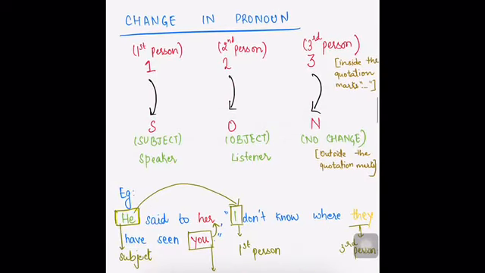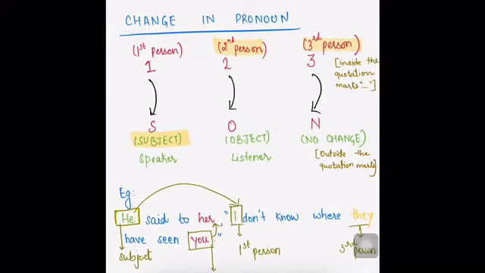Coming over to the next thing, that is change in the pronoun. We can follow this rule: 1, 2, 3 SON, a very simple rule. So how will the change in pronoun take place in the reported speech? Now, what do we mean by 1, 2, 3 SON? Let's understand the meaning. 1 means the first person, 2 means the second person, 3 means the third person.